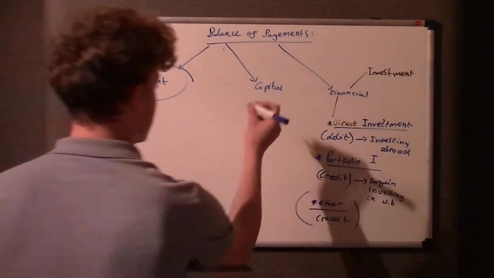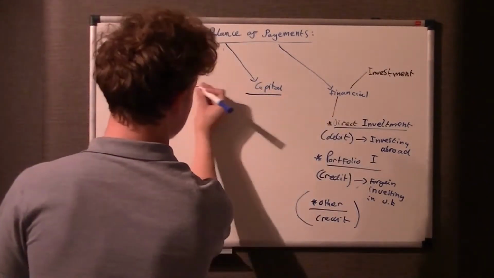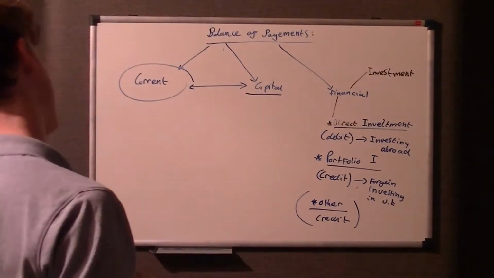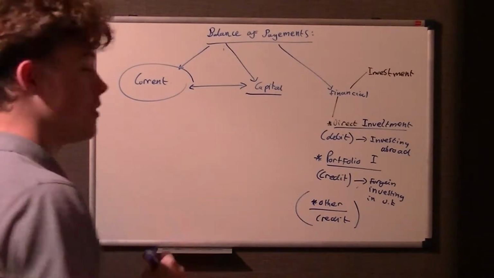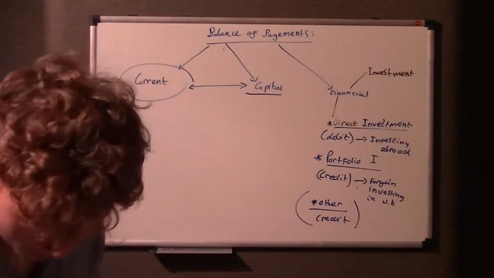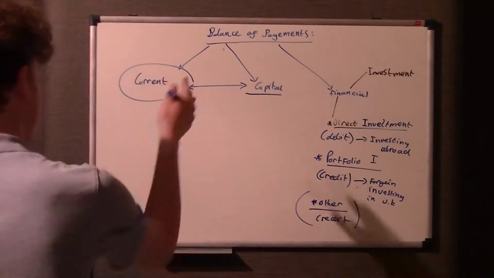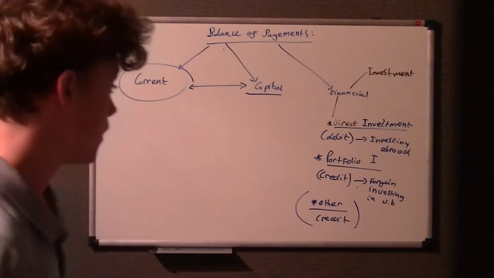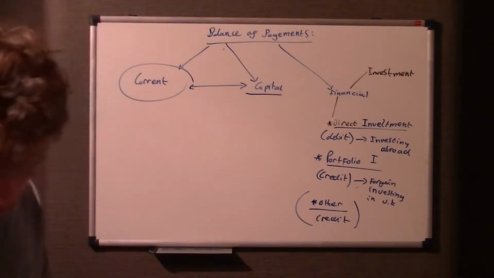Now, these two, the current and the capital account, just before I start talking about them, are intertwined in the sense that they are very related. So if one's negative, the other one's going to be positive. And generally, it's the capital being positive and the current being negative.